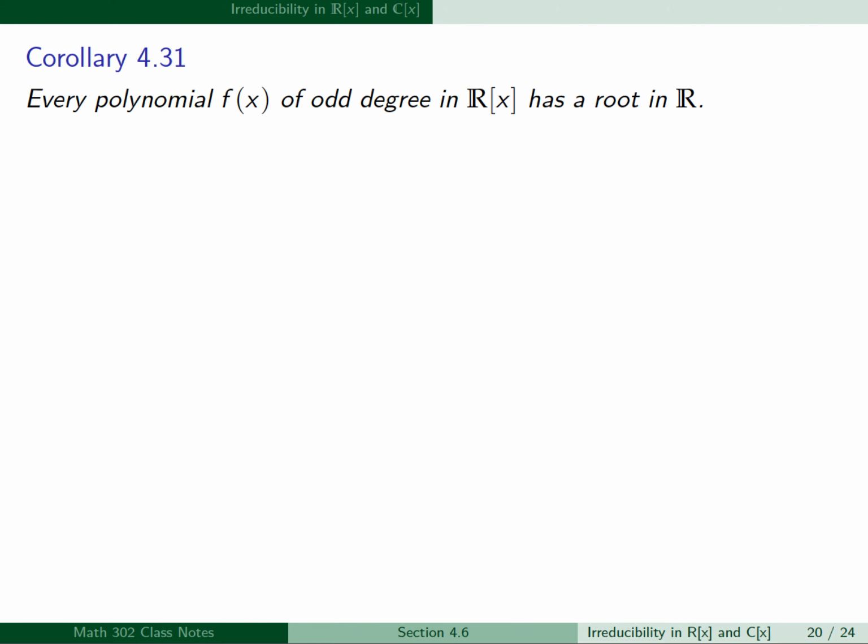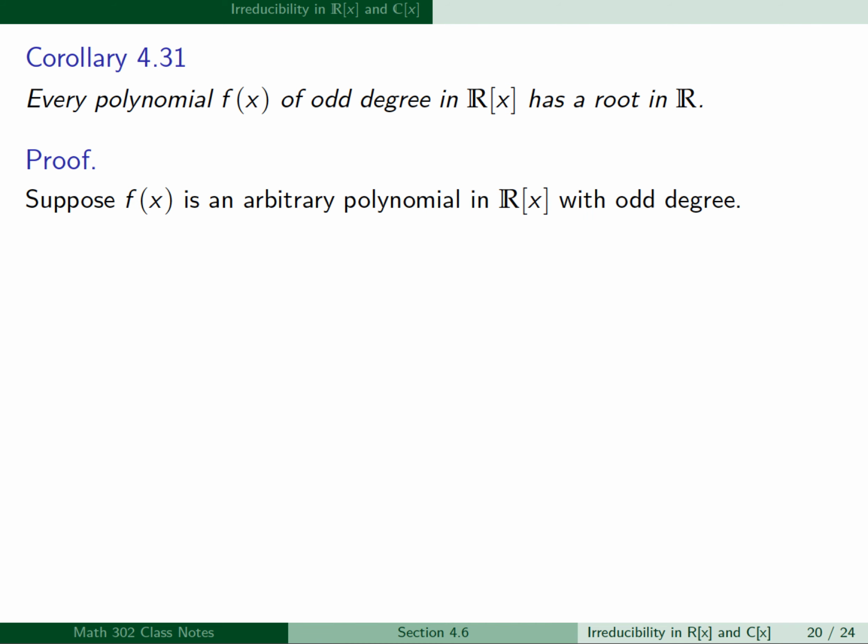Next up, we have Corollary 4.31, which tells us that every polynomial f(x) of odd degree in R[x] has a root in R. To prove this, suppose f(x) is an arbitrary polynomial in R[x] with odd degree. We need to show that f(x) has a real root.